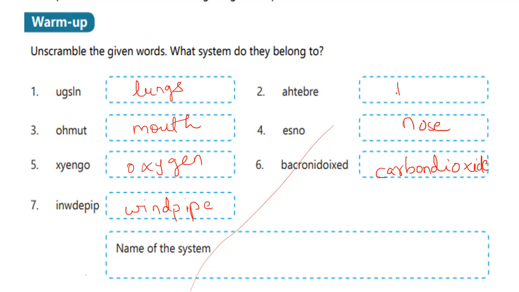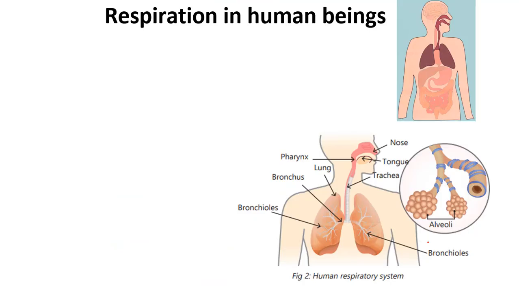And here you have breathing. Okay, this is breathe. The name of the system is respiratory system, right? So all this comes under our system. When we study about the human respiratory system, we are going to study about lungs, mouth, oxygen, windpipe, breathe, nose, carbon dioxide, etc. So let's explore what our respiratory system consists of.